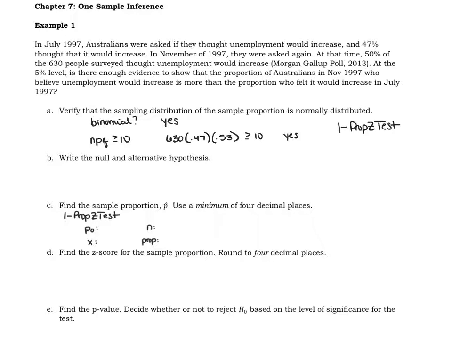Okay, so write the null and alternative hypothesis. The null is that the proportion of people who thought unemployment would increase is 47%, and we're trying to find out if a statistically significant number, looking at the 50%, if that number has gone up, the proportion of people who agree with that statement has gone up.